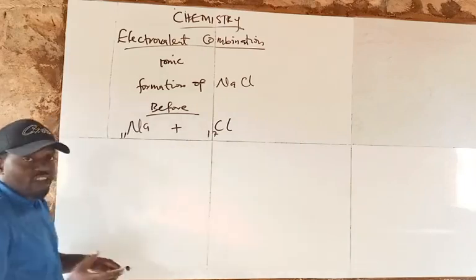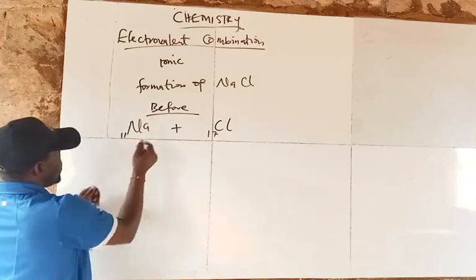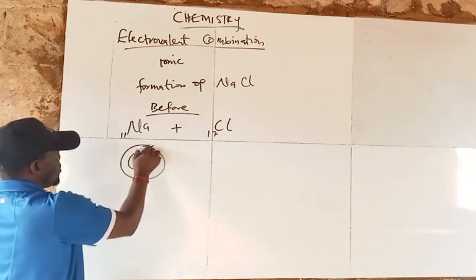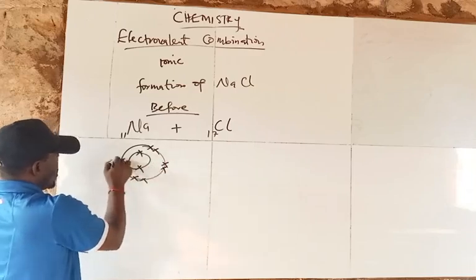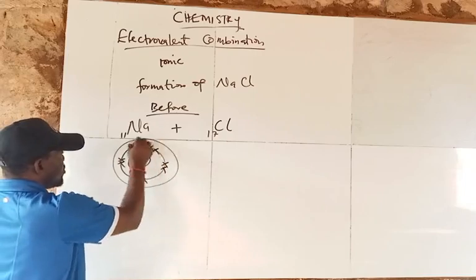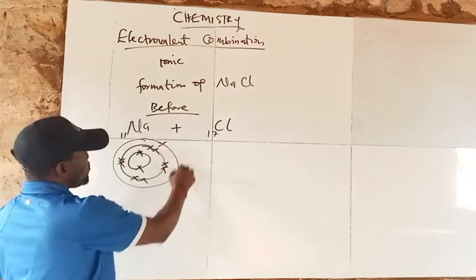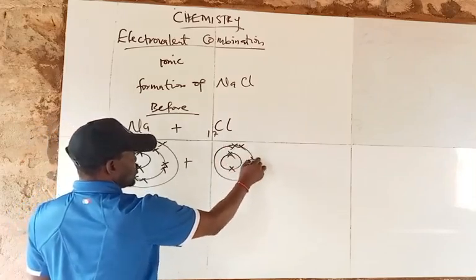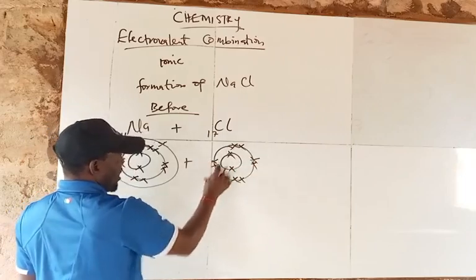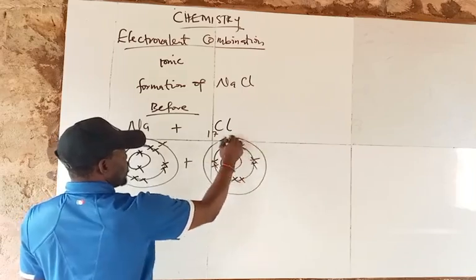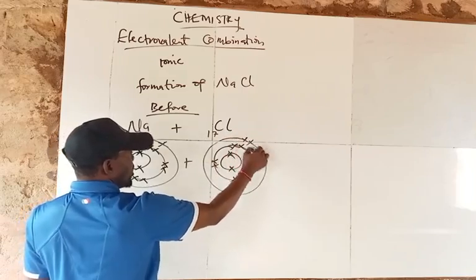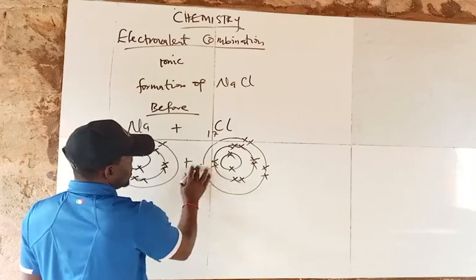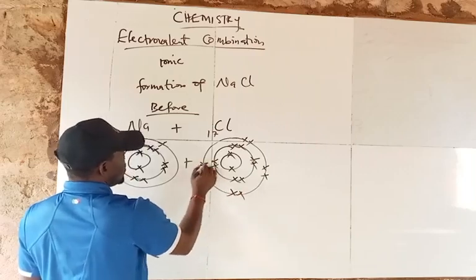Now, let's draw the electronic configuration of each of them. The first shell will take a maximum number of 2. The next shell can take 8. That's 10 now, remaining 1. So the remaining 1 will go here. Are you getting it now? For chlorine, the first shell takes a maximum of 2, the next can also have 8. That's 10, remaining 7. The remaining 7 will go in the third shell.